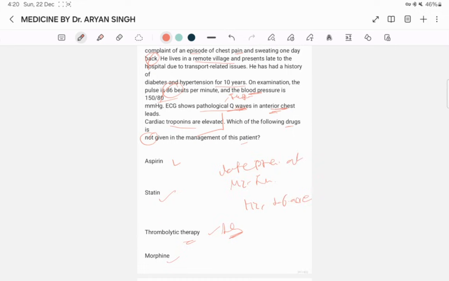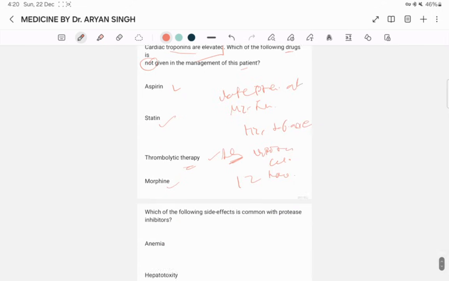The basic management of acute coronary syndrome includes aspirin or clopidogrel, beta blocker, statin, and morphine and nitrates for pain relief. In addition, patients with STEMI who seek medical attention within 12 hours of symptoms should be treated with reperfusion therapy. Reperfusion therapy includes primary percutaneous intervention or intravenous fibrinolytic therapy.